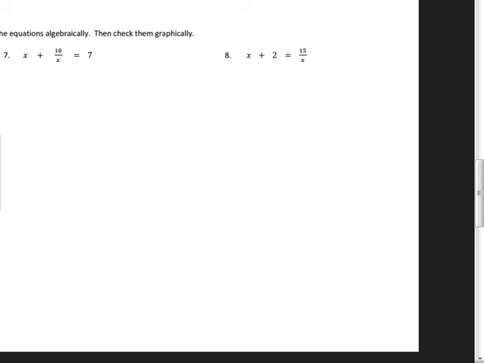Get rid of the x. How do I do that? Times by x. Okay, good. That cancels that. x squared plus 10 equals 7x. Can I factor it right now? Not quite yet. First, though? Yep. Now I can factor it.